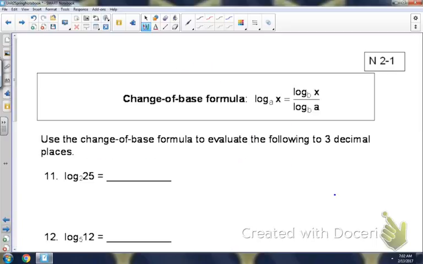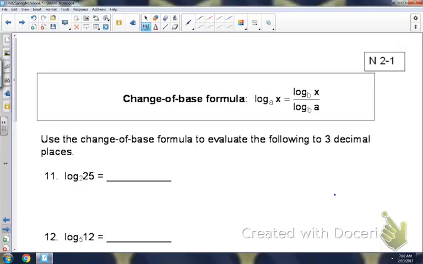All right, remember we talked about how when you're using a calculator, the only log that you can plug in is a common log or a natural log. So the common log has a base of 10. Sometimes you're not going to have a base of 10. So there is something called the change of base formula, where you can change your base to base 10.